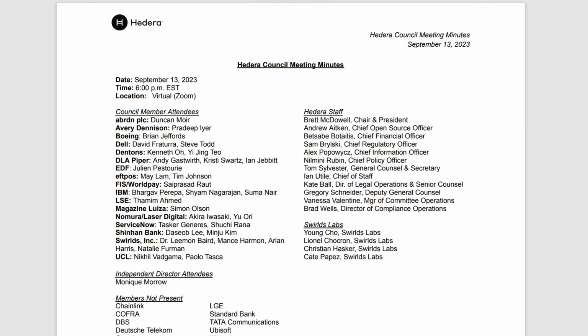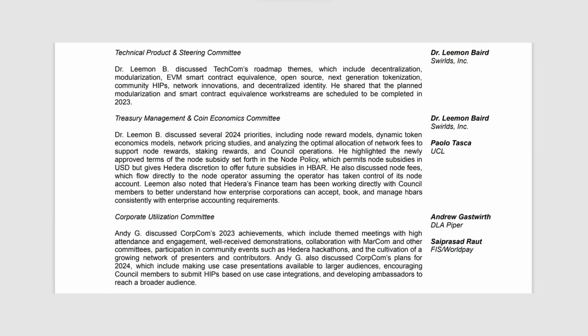But the next thing I wanted to get into is from the governance side, and that is the meeting minutes from September. The first thing that I wanted to highlight was under the Treasury Management and Coin Economics Committee, where Lehman discussed several 2024 priorities, including node reward models, dynamic token economics models, network pricing studies, and analyzing the optimal allocation of network fees to support node rewards, staking rewards, and council operations.